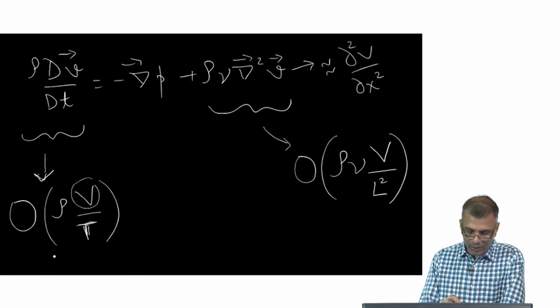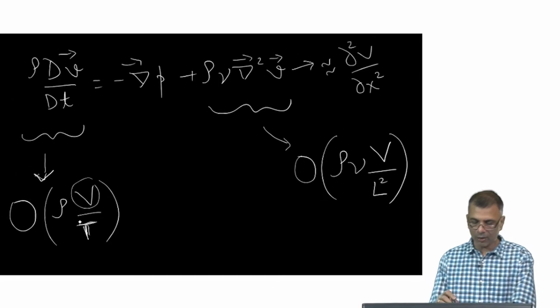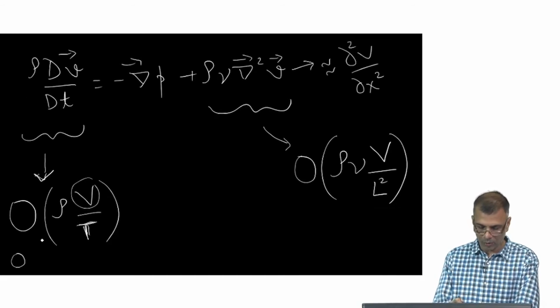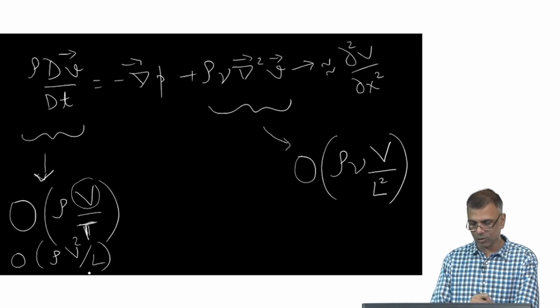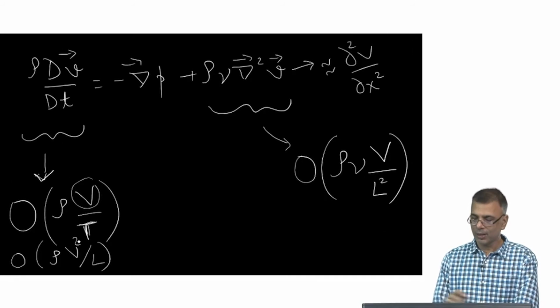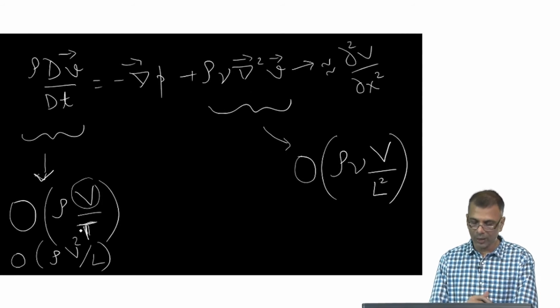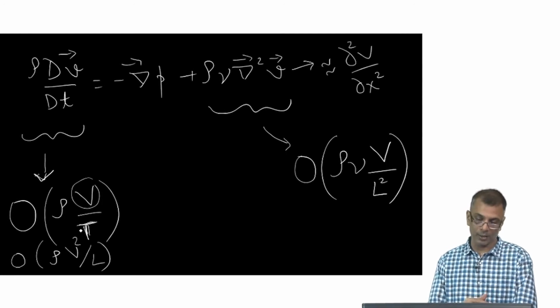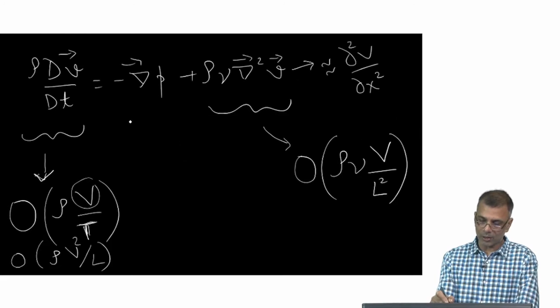I might simplify this by saying that v over t is of the order of rho v squared over L. I can say this too, right? This is the same as this, in that the t I'm writing as L over v. Just because I want only v's and L's all throughout the equation, I don't want to unnecessarily introduce a t if I can help it. In this particular case, I can. So now we come down to this term.